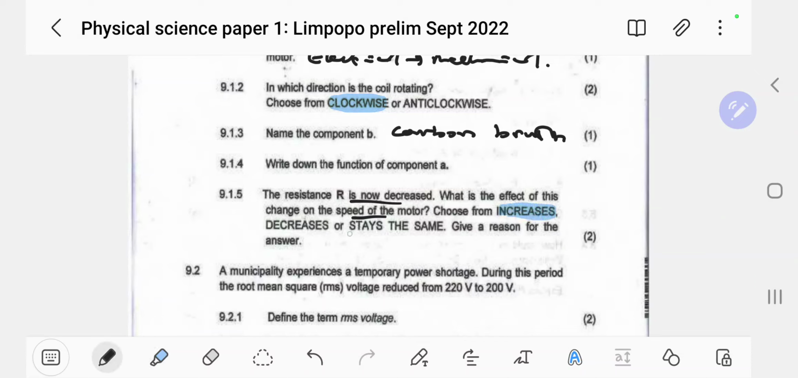All right, the reason is because the total current through the armature is going to increase. Okay, maybe let's not even do this.